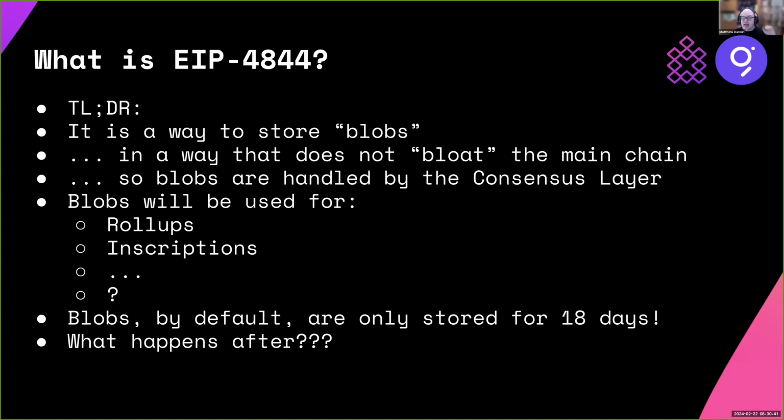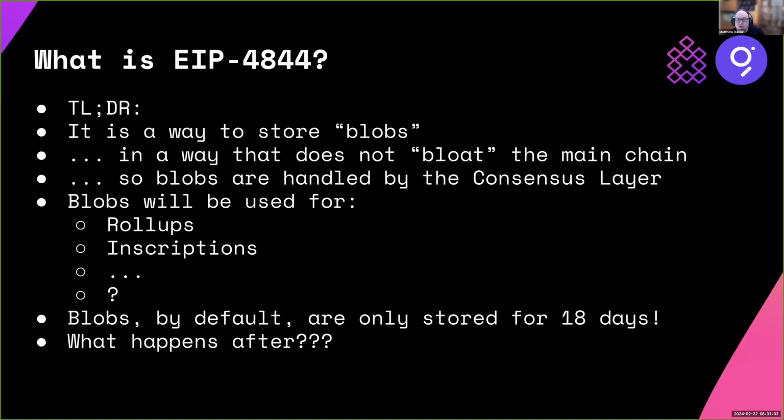Because, you know, your Ethereum client, you might want to still run it on a Raspberry Pi, and if we store a lot of blobs, well, your Raspberry Pi would run out of storage. So storage blobs are handled by the consensus layer and not the main Ethereum execution layer.